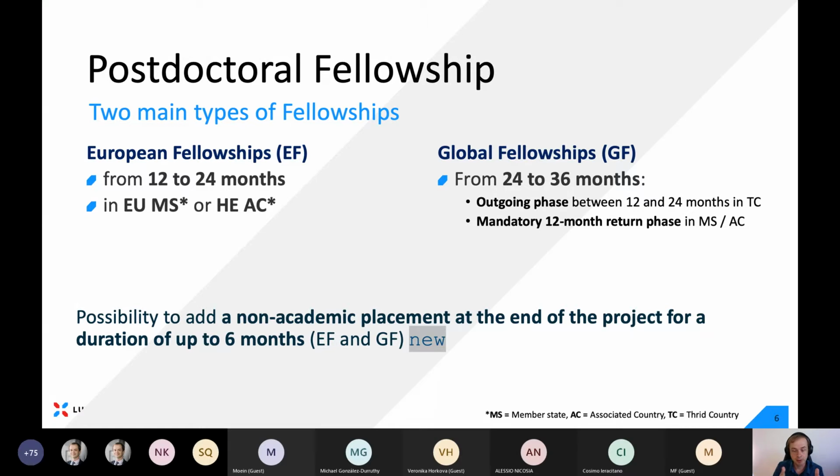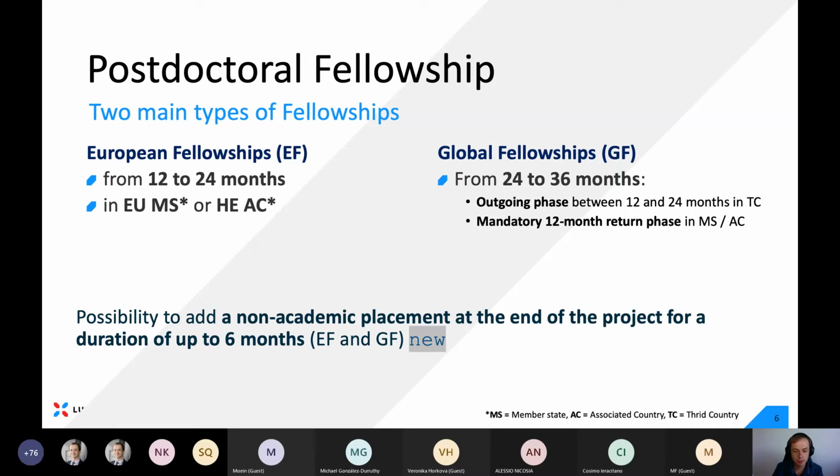And you have two phases. The first phase is the outgoing phase that can last 1 or 2 years and will be outside of the European Union, in a third country, for example, the US or Canada, China, Japan, whatever. And then after this phase, you will come back to Luxembourg for 12 months. And the idea is you will bring back all the skills, everything that you acquired, to the research lab and exchange that.